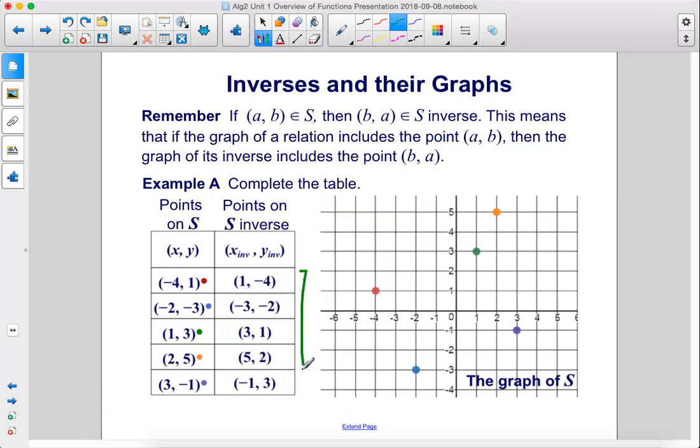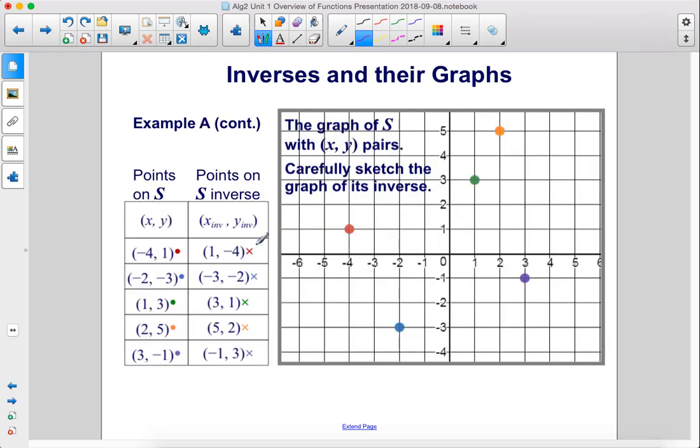And now that we have all of our points for S inverse, let's go to the next slide and graph them out. Alright, so in red, we are going to graph point (1, -4) here. So that's the inverse of that point. In blue, (-3, -2) there. (-2, -3). Alright, so this point is the inverse there.